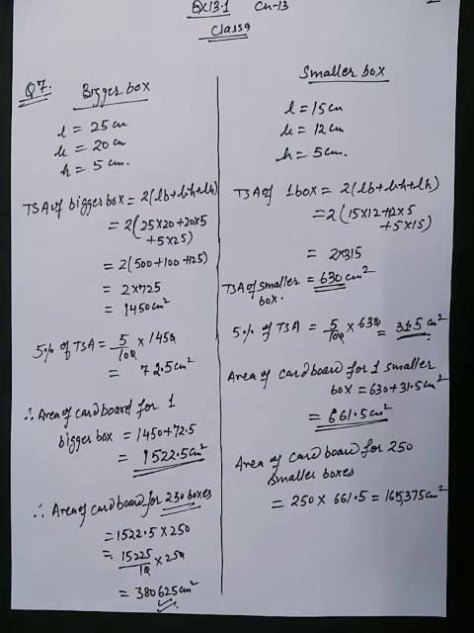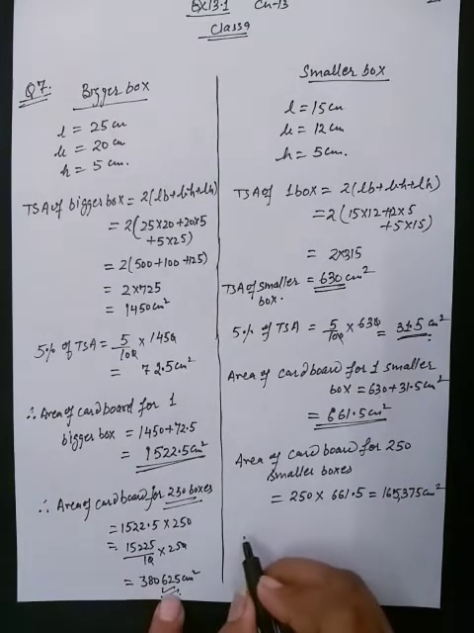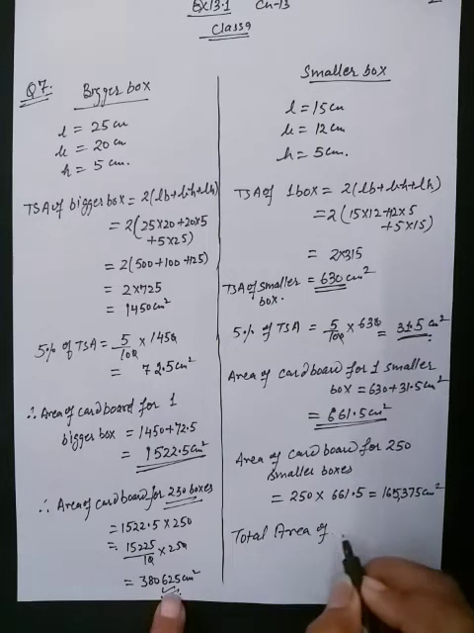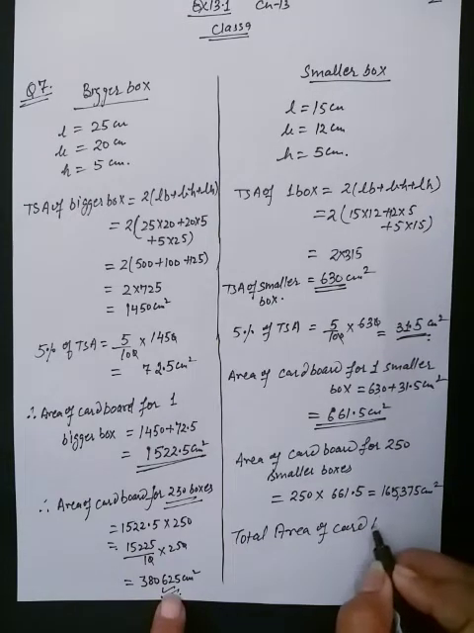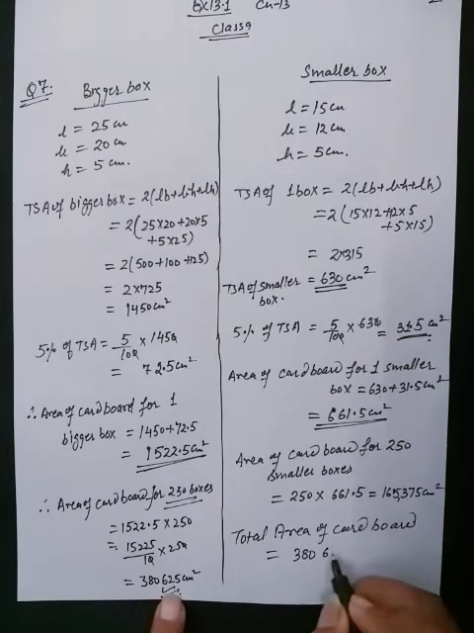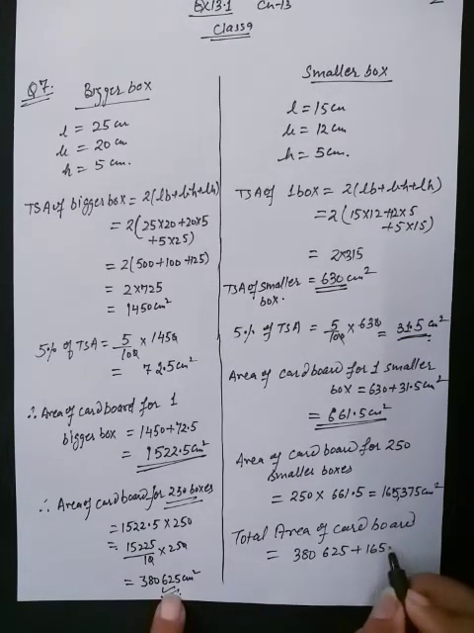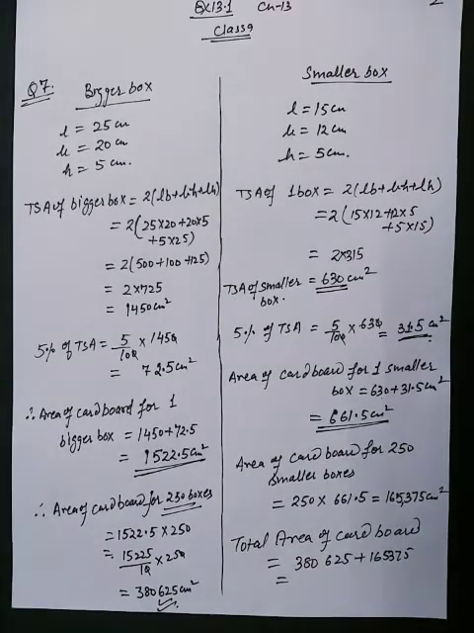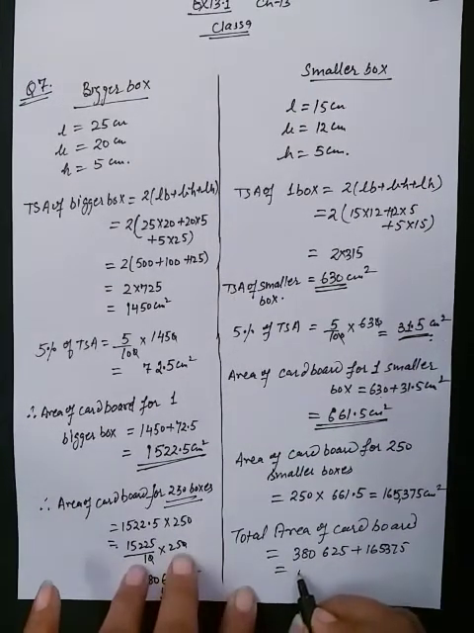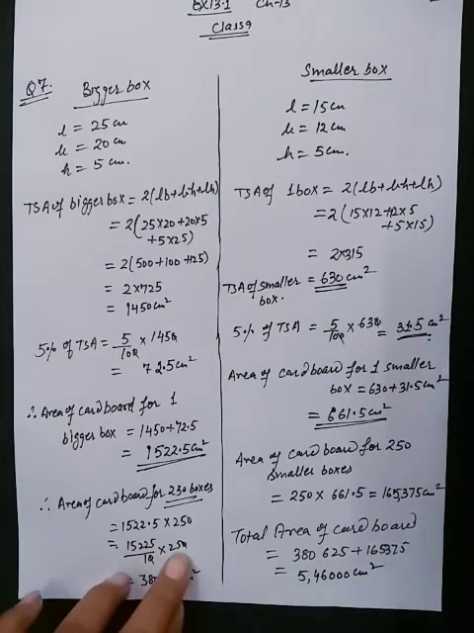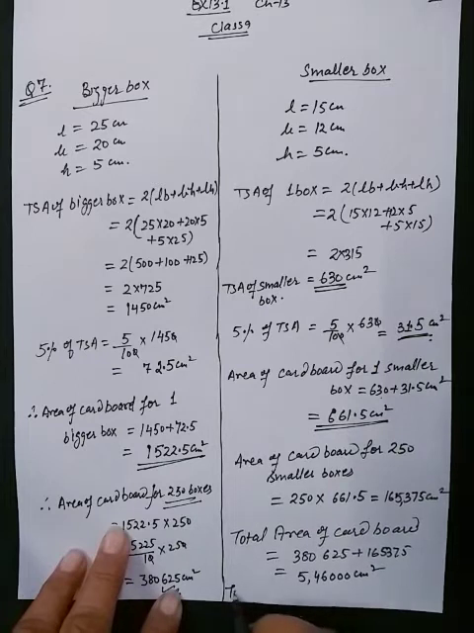Now we have to find the cost of cardboard, and cost of cardboard is given to us as rupees 4 per 1000 centimeter square. So therefore total area of cardboard, we have to add the area required for both types of boxes. So it will be the total area required for both types, and it will be 5,46,000 centimeter square.